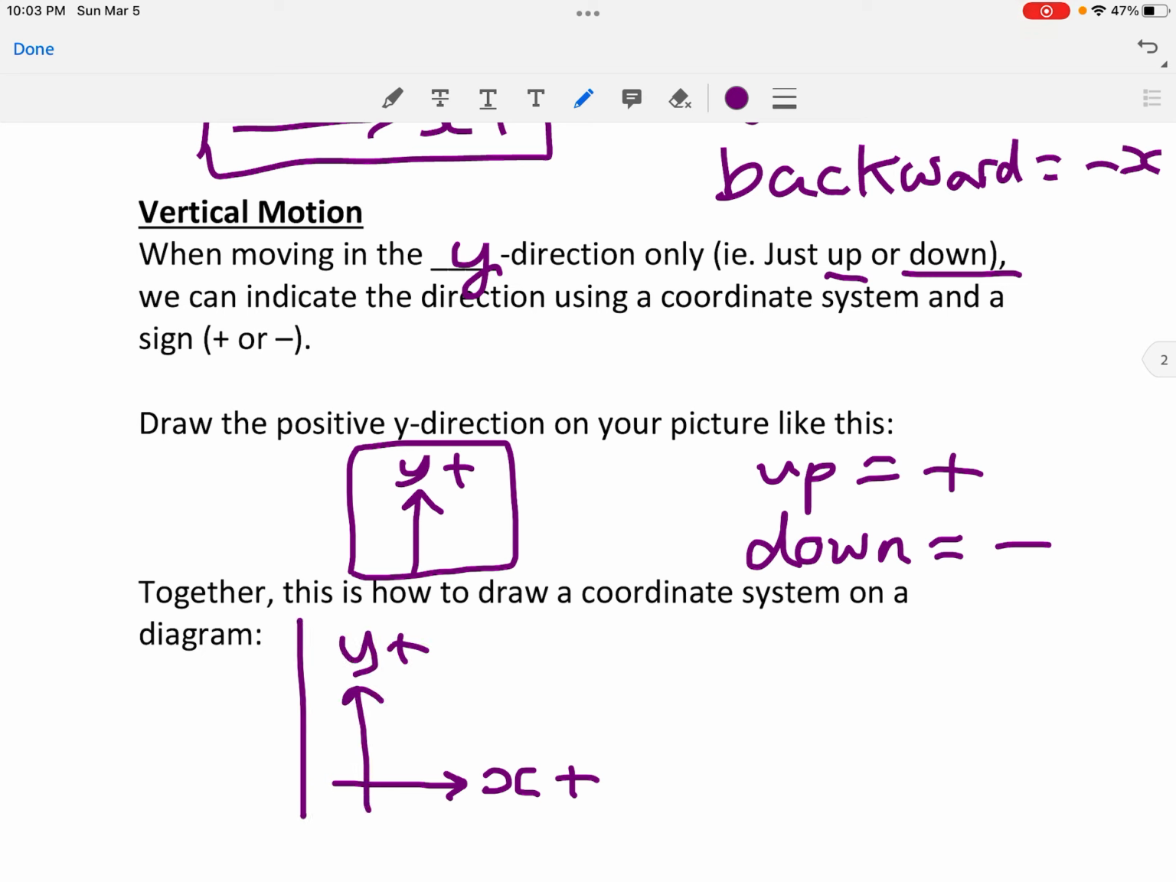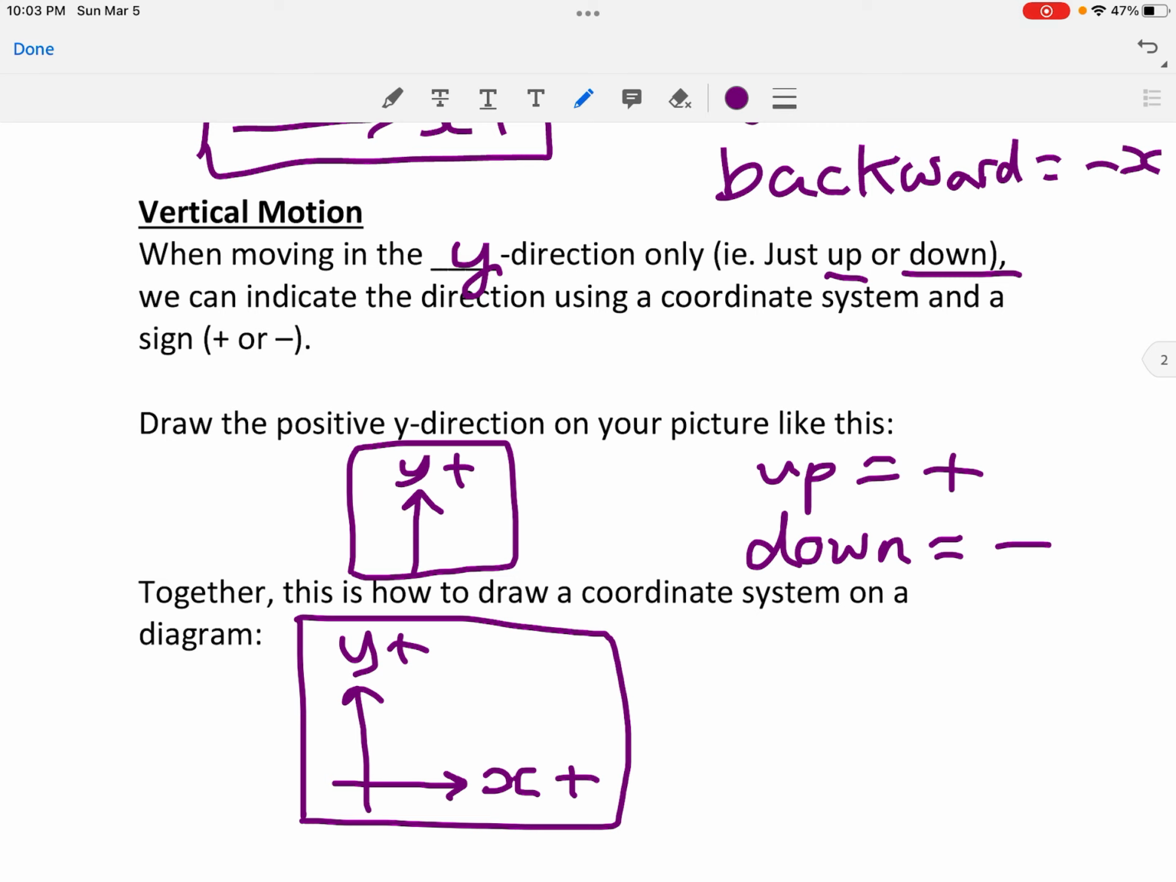So this coordinate system tells you that any vector you have that's going forwards, so maybe like a forwards velocity, will be positive. Any vector you have going backwards horizontally would be negative. And any vector that you have going upwards, so maybe like a positive velocity, that would be positive. Anything you have going downwards that's pulling you downwards, that would be a negative in the y direction.